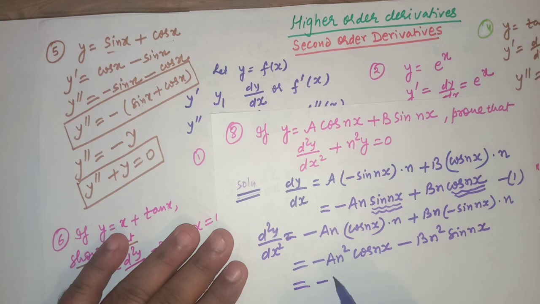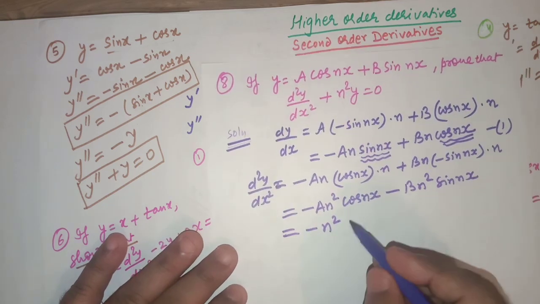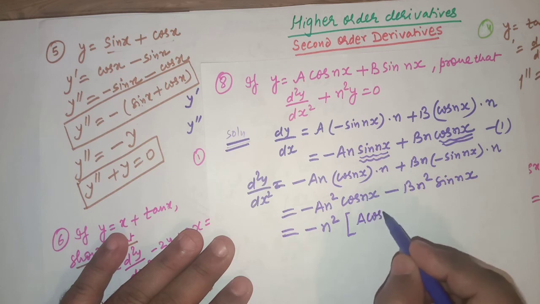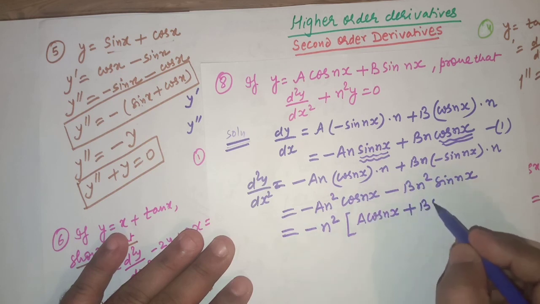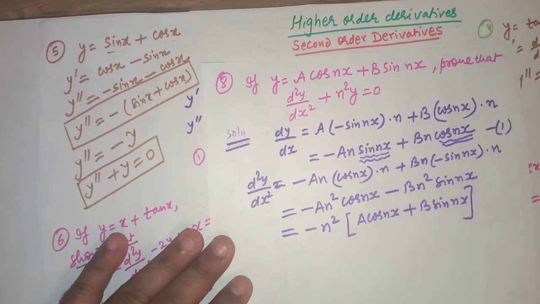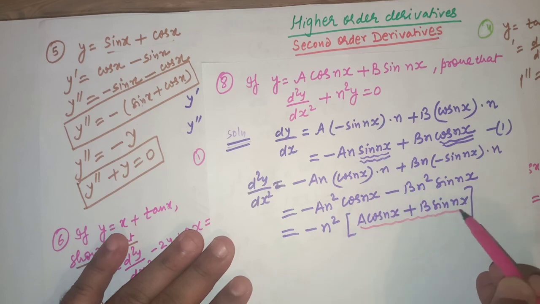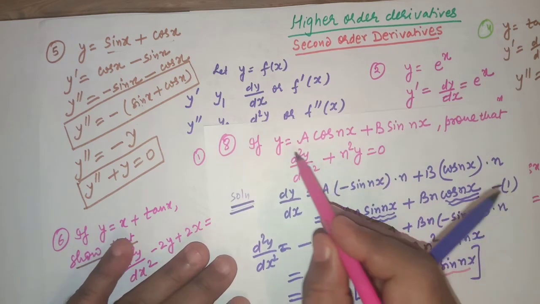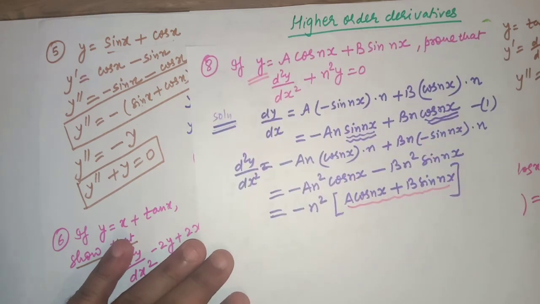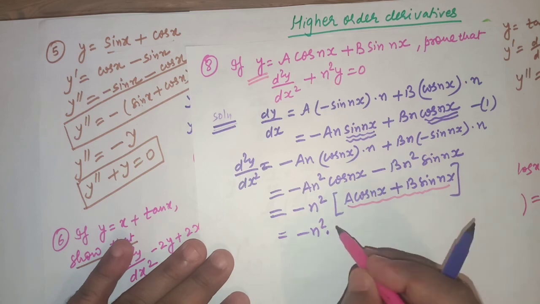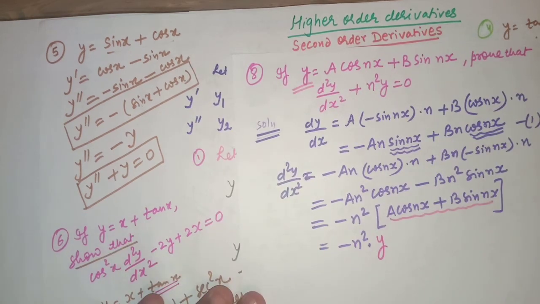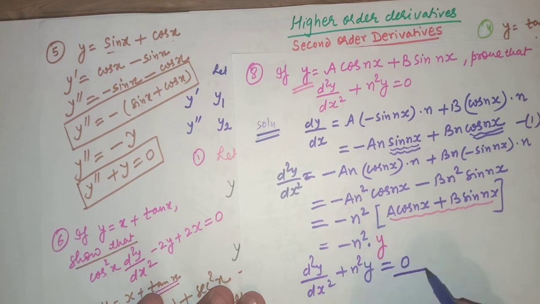Now taking minus n square common, we get a cos nx plus b sin nx. Clear? Now see, this expression a cos nx plus b sin nx is y. Clear? This is y. So we substitute here. So we have minus n square times y. Clear? So we take this term to this side. So we get d square y over dx square plus n square y is equal to 0. Clear?